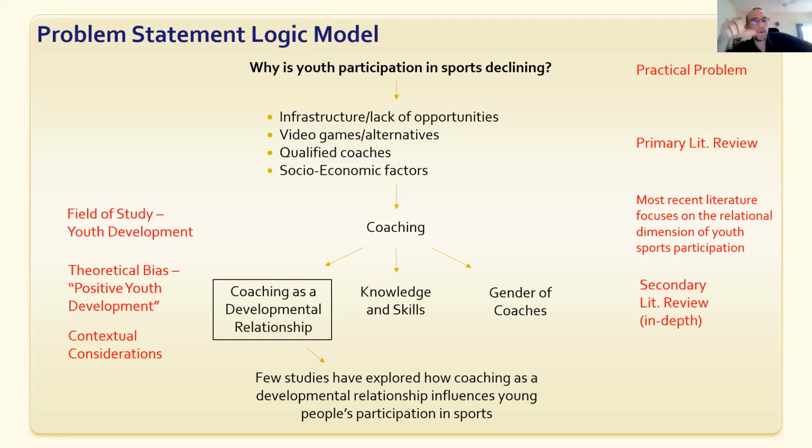So you start off with a practical problem that you want to address, and you can work your way down using both a primary and a secondary literature review, using your field of study, and within your field of study, your theoretical perspective, or theoretical bias, you might call it. Combine that with the contextual considerations of where you're working or observing, what's going on out there in the real world. Combine these together, and then you can identify a problem that way.